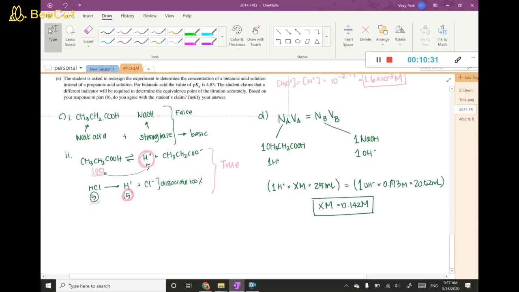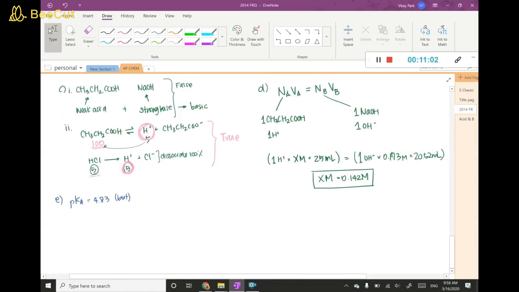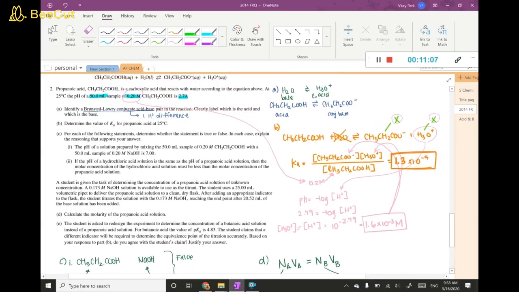Okie dokies. All right, final one, E. E says the student is asked to redesign the experiment to determine the concentration of butanoic acid instead of propanoic acid solution. For butanoic acid, the value of pKa is 4.83. The student claims that a different indicator will be required to determine the equivalence point of the titration. Based on your response to part B, do you agree with the student's claim? So, what was my pKa for propanoic acid? I believe they gave it to you, right?